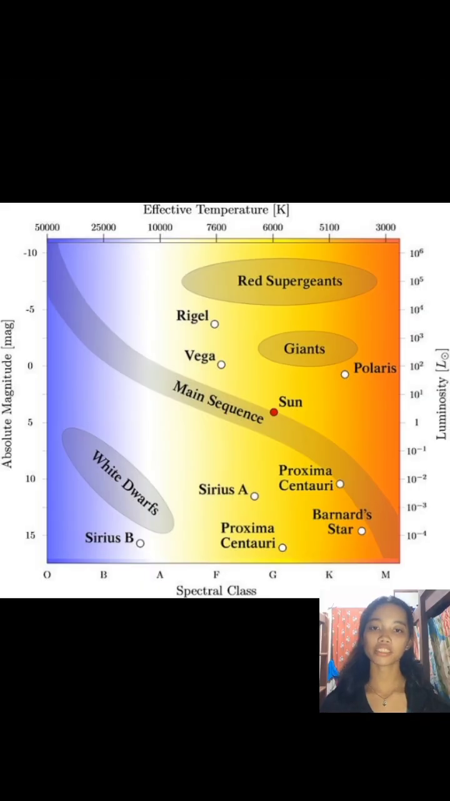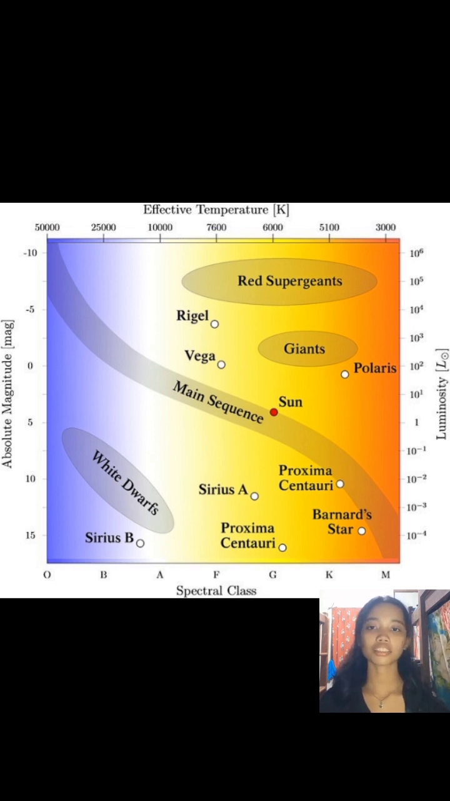So in this part of my presentation, I will explain how I created this Hertzsprung-Russell or the HR diagram, which shows how stars are classified based on their brightness, temperature, and color. First, I searched on Google for a clear HR diagram background, and I chose one that already had the labeled axes. The x-axis is the spectral class and the temperature, the y-axis on the left is the absolute magnitude, and the y-axis on the right is the luminosity. And this gave me a clean base to work with.